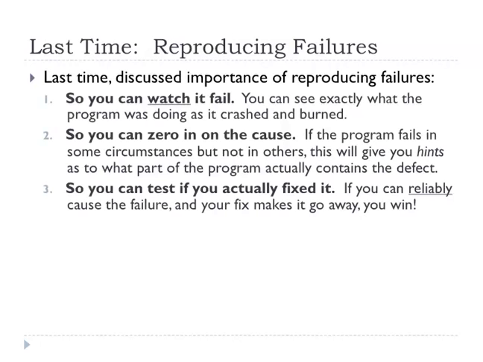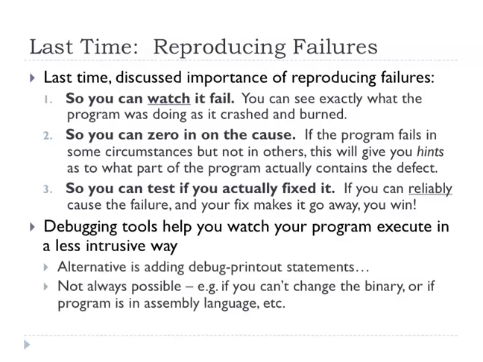Okay, so last time we talked about these points. So watching a program fail, that's one of the reasons why you need to be able to reproduce failures. Another reason is so you can zero in on the cause, sort of enable, disable different parts of your program, feed it different inputs, try to narrow down the issue, and also testing if you actually fixed it. I mean, once you make a fix, you need to be able to see if the failure goes away. So these are all reasons why you had to be able to reproduce failures.